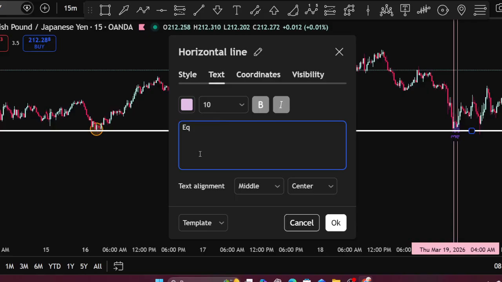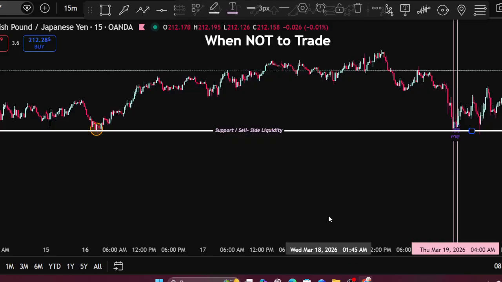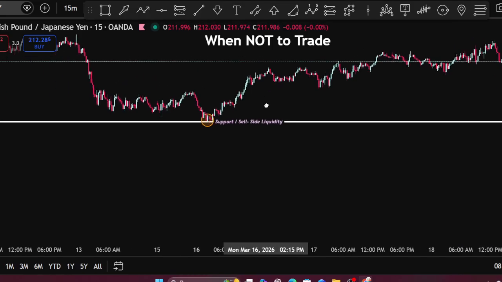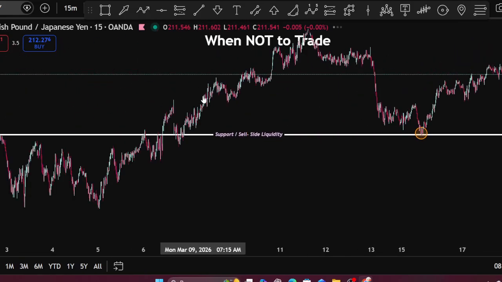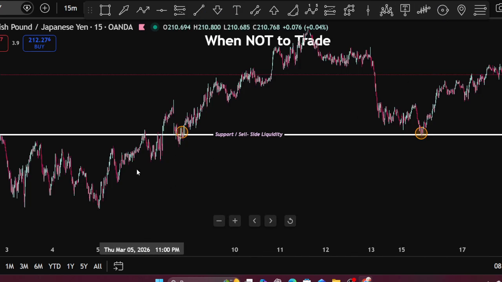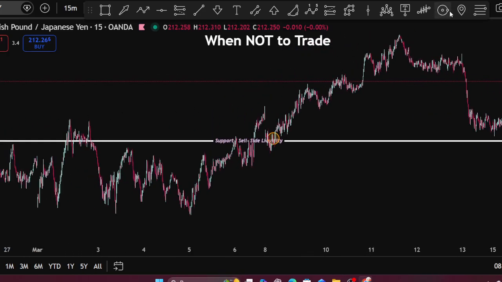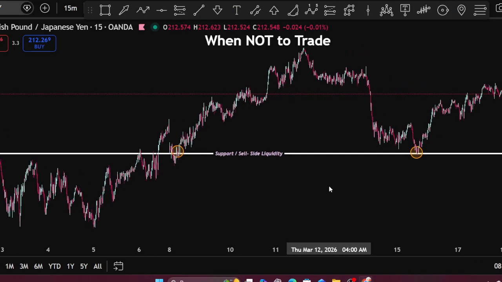Well, actually, you will learn equal load later. I'm staying with the vocabulary that you know from your support line and your sell side liquidity. Okay, we have a touch there. We have some more touches. This is why it's so important to look at the left side. I'm not going to go even further, but you can see that it does have a lot of touches.